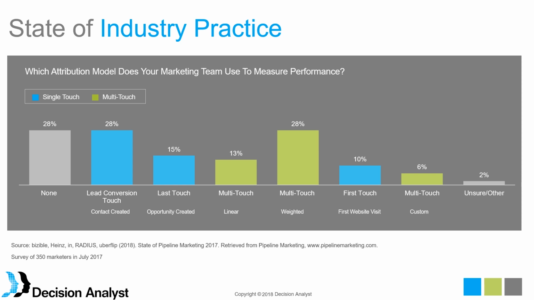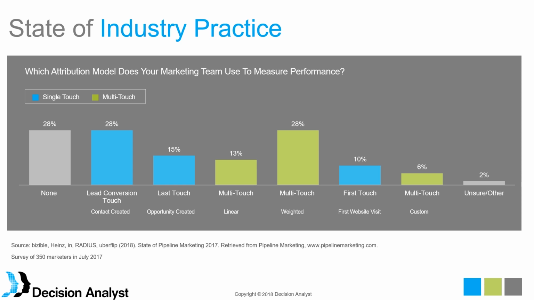What is the industry practice? We went and just found a survey online that depicts the current state of the industry. This was a survey of about 350 marketers conducted in 2017. And we see here that 28% of marketers reported that their company did not do any kind of attribution modeling. So there's one piece of information: there are still companies out there not doing it.